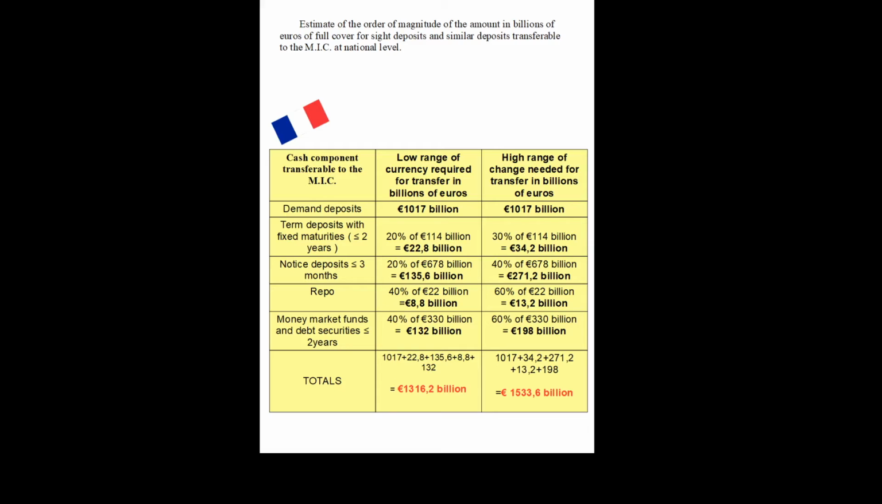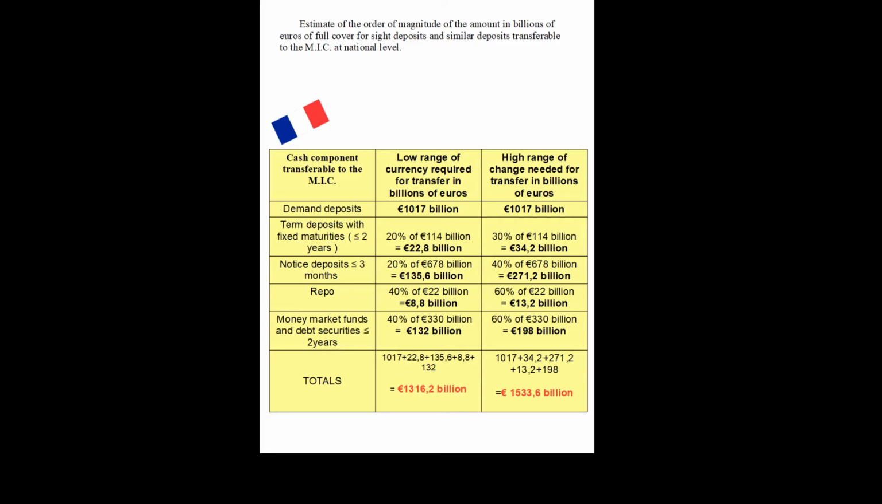For deposits redeemable at notice of up to 3 months. This represents €135.6 billion for the low band, and €271.2 billion for the high band. 8.8 billion for the low band, and 13.2 billion for the high band. For UCITS and debt securities up to 2 years.